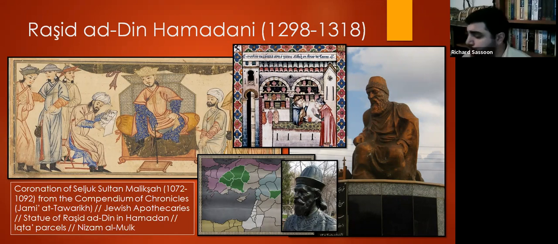Rashid ad-Din was born Jewish as well, but he converted to Islam at the age of 30. His family were Jewish apothecaries, and he had come into the service of Ğazan also through treating him for a medical ailment. Rashid ad-Din, in addition to being the Grand Vizier, and we're going to talk about some of the things he did as Grand Vizier, did one of the things that is probably the most important of his life, which is that he created this book called the Jami' at-Tawarikh, the Compendium of Chronicles.